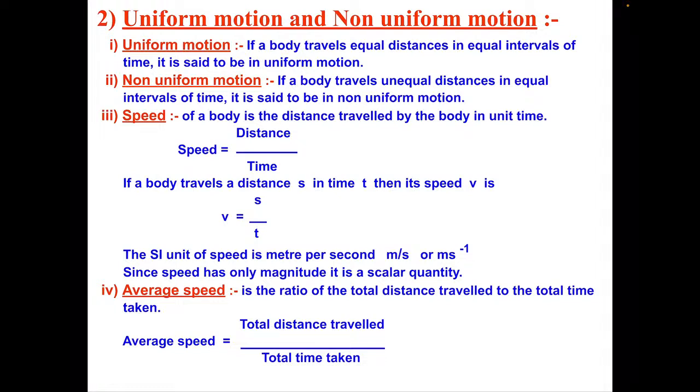And as it is written below, since speed has only magnitude, it is a scalar quantity. As I said about distance, speed is also a scalar quantity. It has only magnitude, it doesn't have any direction. If I talk about average speed, average speed is the total distance traveled by the total time. We divide the total distance traveled by the total time, and that will be your average speed. Okay.